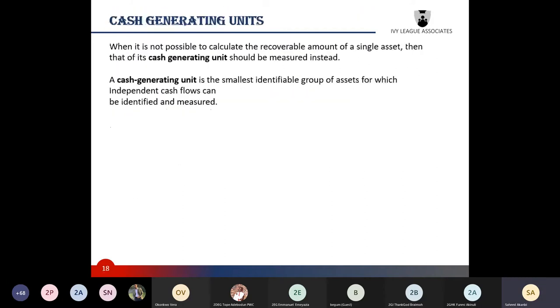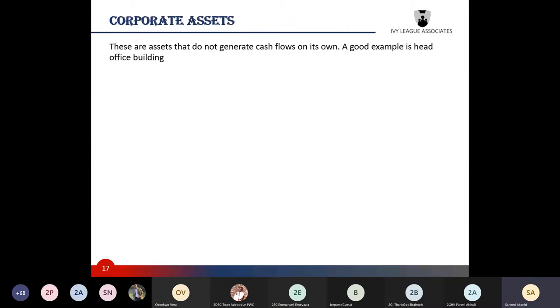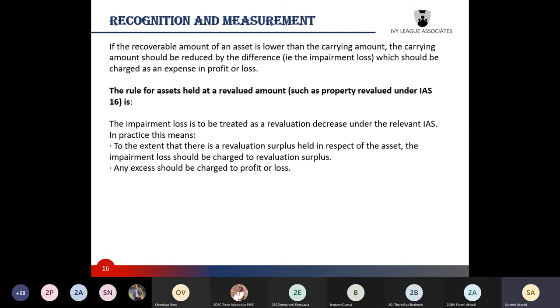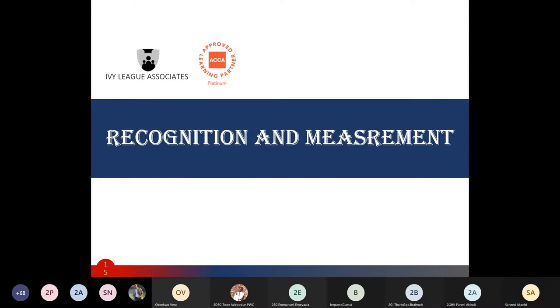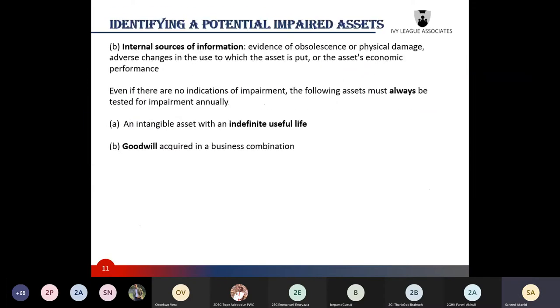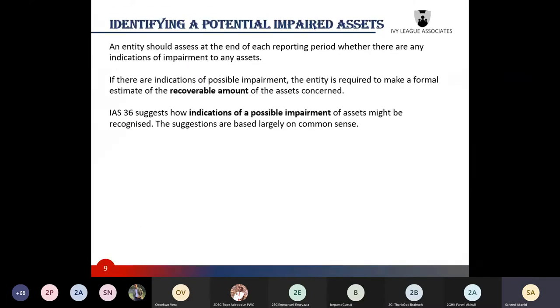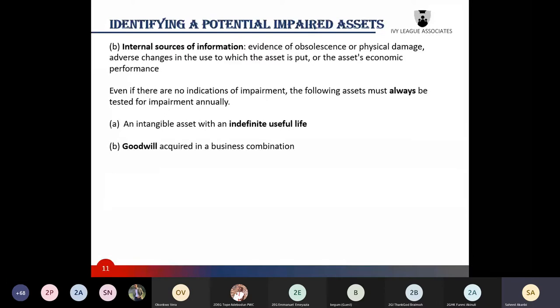What else do I need to talk about? I need to talk about identification of impairment loss. How do I identify an asset that is impaired? I can identify an asset that is impaired based on indicators of impairment. Indicators can be internal, indicators can be external.